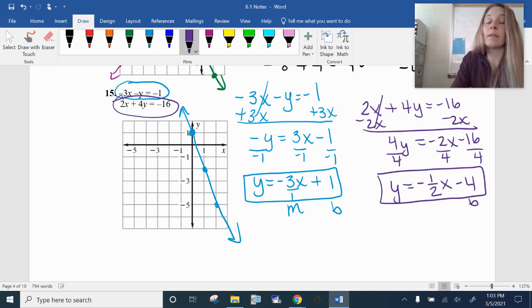I'm going to begin at the y-intercept, which is negative 4. I'm going to move negative 1 over 2, which is rise negative 1, which means you're going down, and then 2 to the right. So down 1, to the right 2, down 1, to the right 2, or you could go up and to the left.